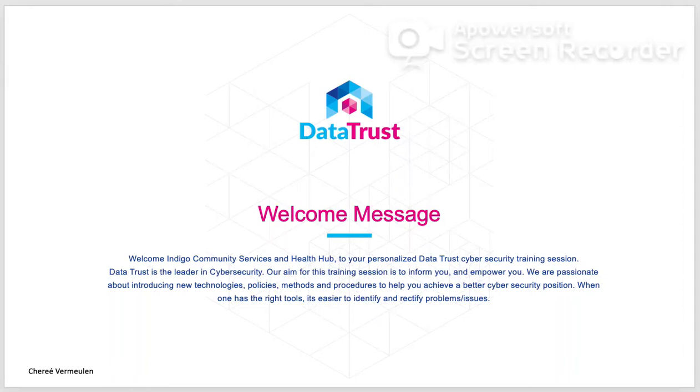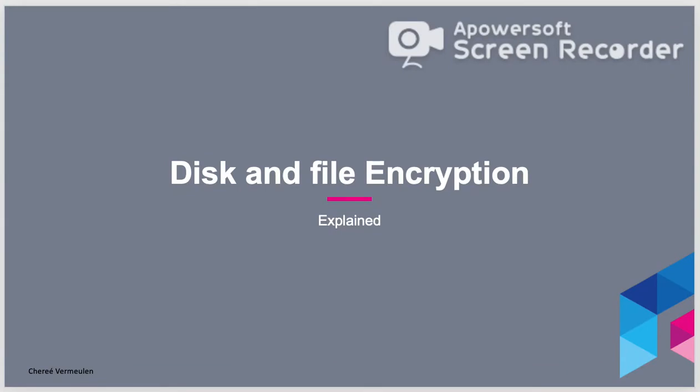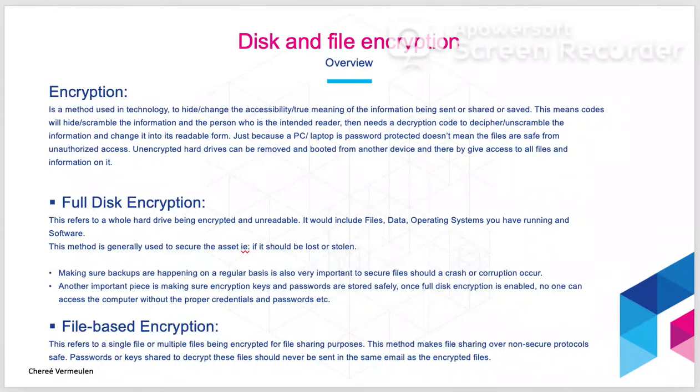When you have the right tools, it's always easier to identify and rectify problems or issues. So one of the first things that we'll have a look at today is disk and file encryption. Encryption is a method used in technology to hide or change the accessibility or the true meaning of the information which is being sent or shared or saved. So basically codes will scramble the information and the person who is the intended reader then needs a decryption code or password to unscramble the information and change it into its readable form.